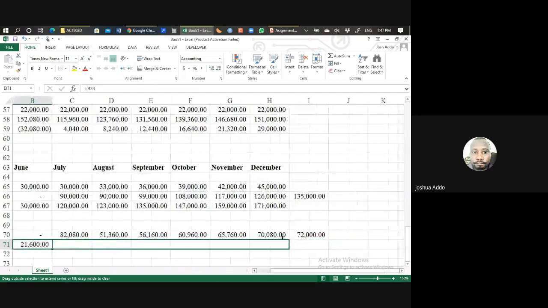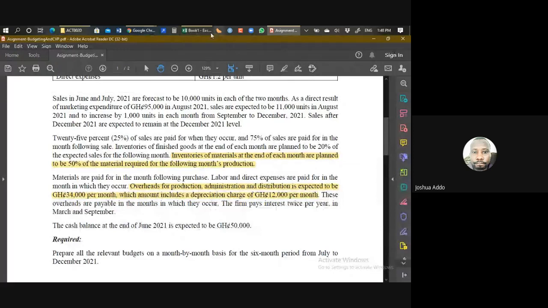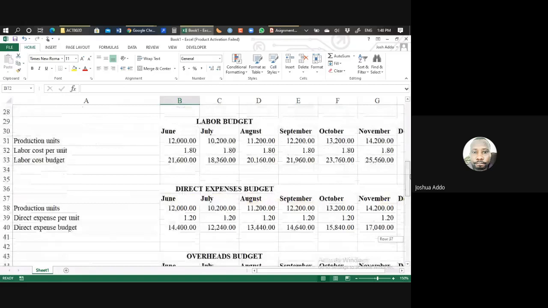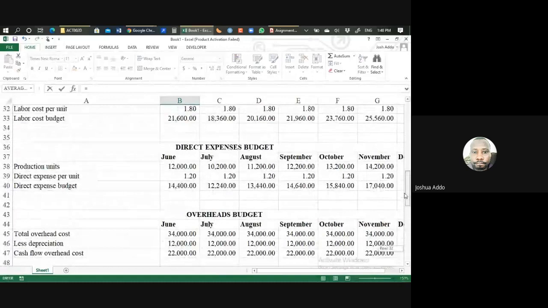And it said direct, let's go and read it again. Labor and direct expenses. Direct expenses is also paid in the same fashion. So direct expenses, go to the direct expenses budget. And then, okay, so let me do equal to that one, same month for same month. Direct expenses. So this is it.